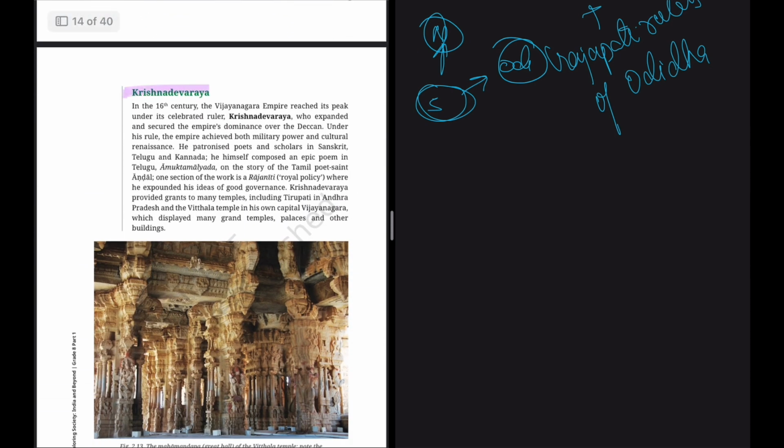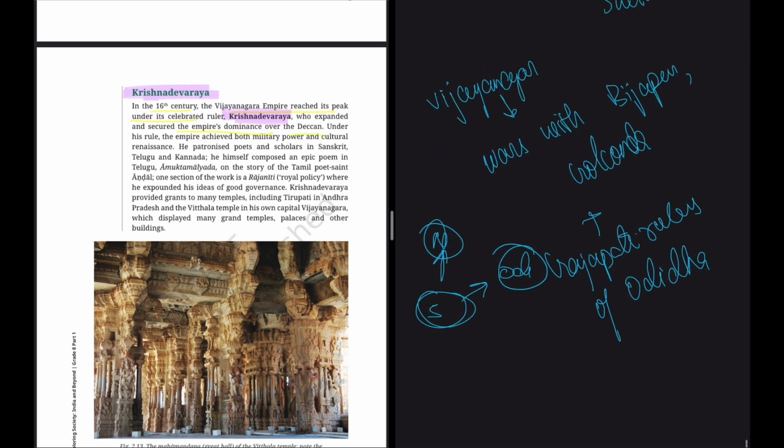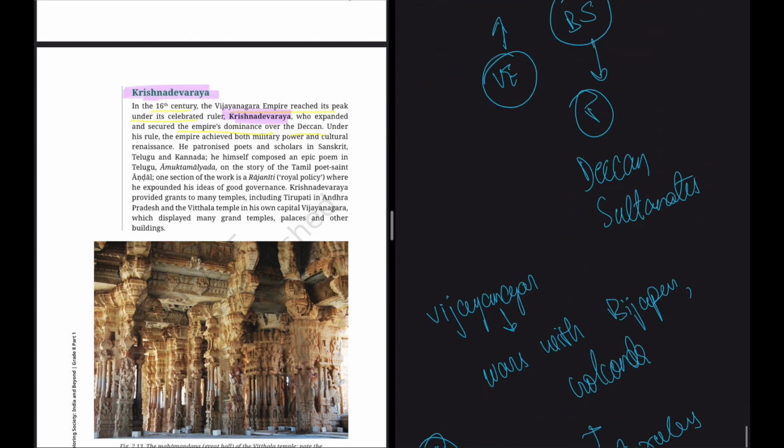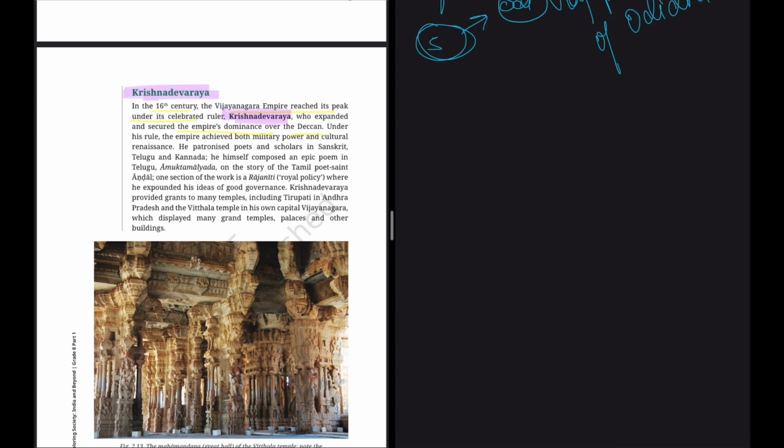So next we'll study about Krishna Devaraya. In the 16th century, the Vijayanagara Empire reached its peak under its celebrated ruler Krishna Devaraya, who expanded and secured the empire's dominance over the Deccan. Basically, the Vijayanagara Empire was formed by the brothers Harihara and Bukka, and it reached the full height of its glory under the ruler Krishna Devaraya, who expanded and secured the empire's dominance over the Deccan region, that is the central part of India.